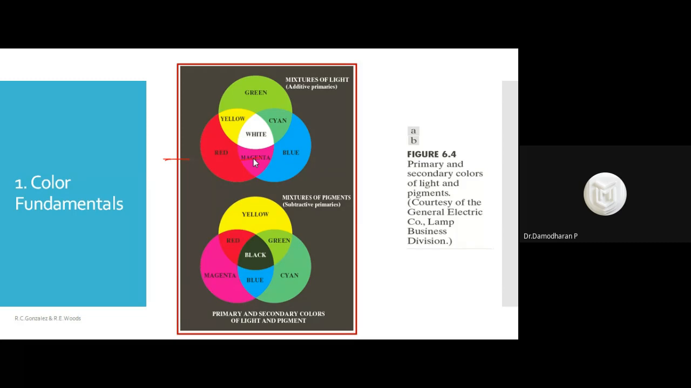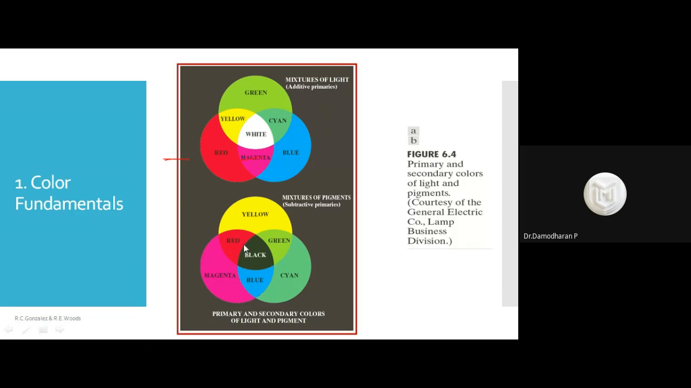Okay, is it clear? Now we can see what the primary colors are. We can see yellow, cyan, magenta, these are the primary colors. Sorry, secondary colors. What are the primary colors? Red, green, blue are the primary colors.